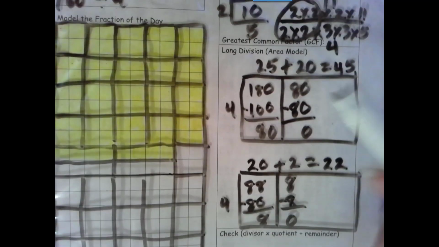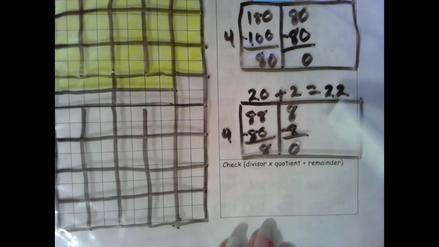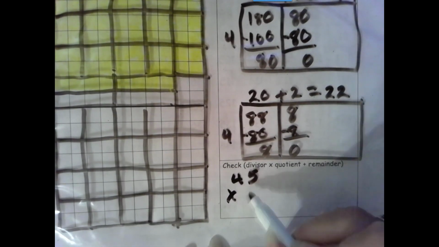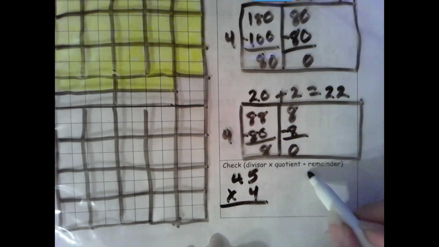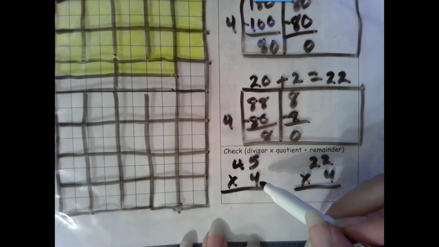Now we still need to check. Divisor times quotient plus remainder. Since our remainder is 0, and the identity property of addition says when you add 0, it's going to stay the same, we don't need to take time to add 0 if it's just going to stay the same.